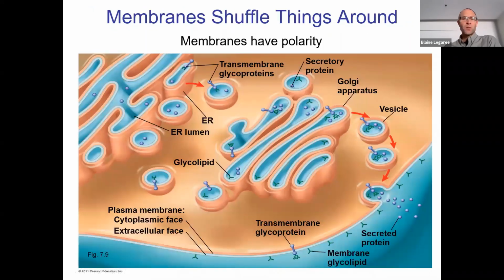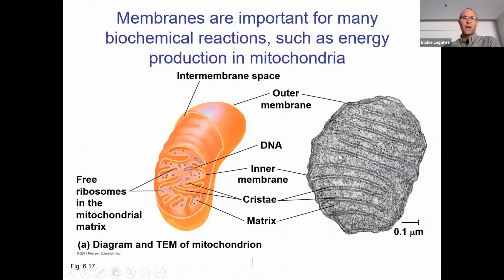We're going to talk a little bit about how things are shuffled around. So we have these proteins, they're made in the endoplasmic reticulum, they end up in vesicles, they go through the Golgi, some of them get secreted, some of them end up in different parts of the cell. And we're going to talk about how membranes are important in energy production in mitochondria. If you take a look at this mitochondrion here, the inside has these inner membranes and they're all over the place. They're very, very important for energy production.